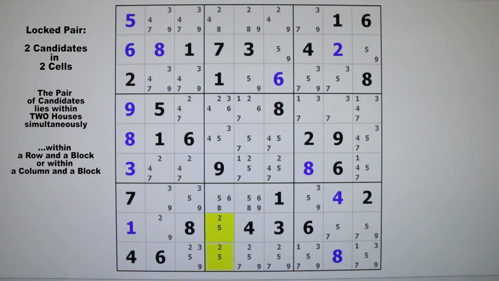And lastly, we have a 2 and a 5 and a 2 and a 5, a naked pair. One must be a 2 and one must be a 5 because they lie in 2 houses at the same time, so they rule both houses. So you can eliminate the 2 and the 5 from the column, and you can eliminate the 2 and the 5 from the block. So there you have it.